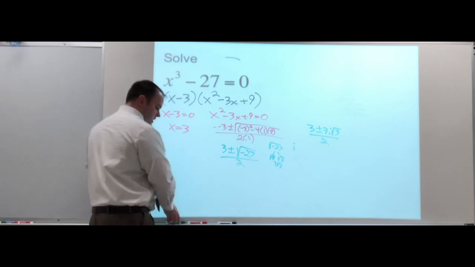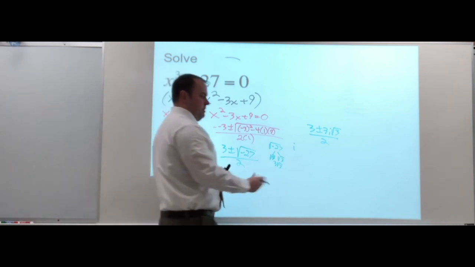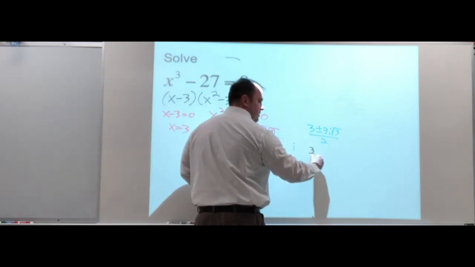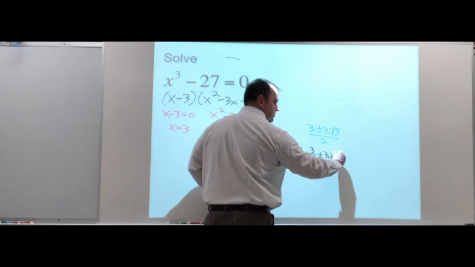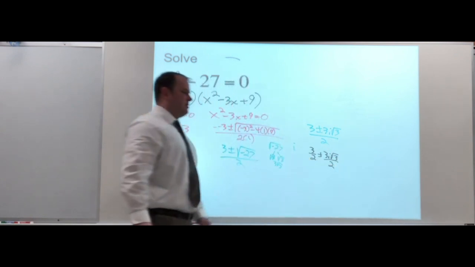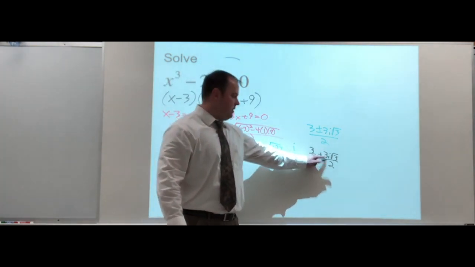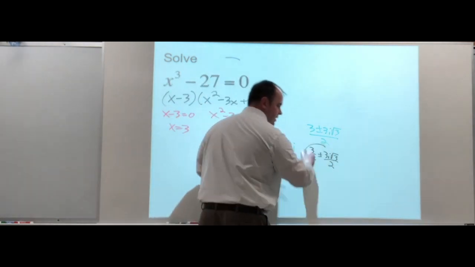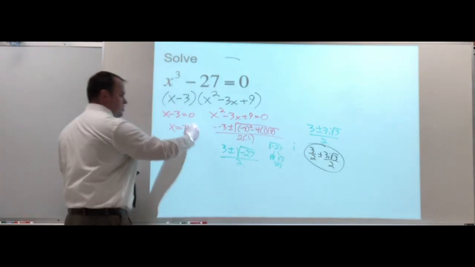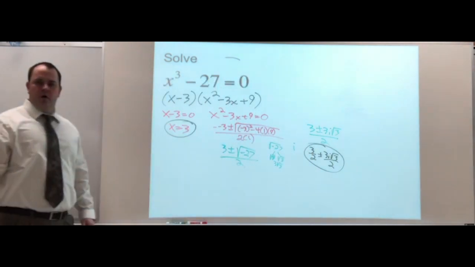Now I would suggest you break up into smaller fractions: 3 over 2 plus minus 3i square root of 3 over 2. And now this just helps you see, can anything be simplified? 3 over 2 can't be simplified. 3 over 2 can't be simplified. There's 2 of your solutions, and there's another one over there.